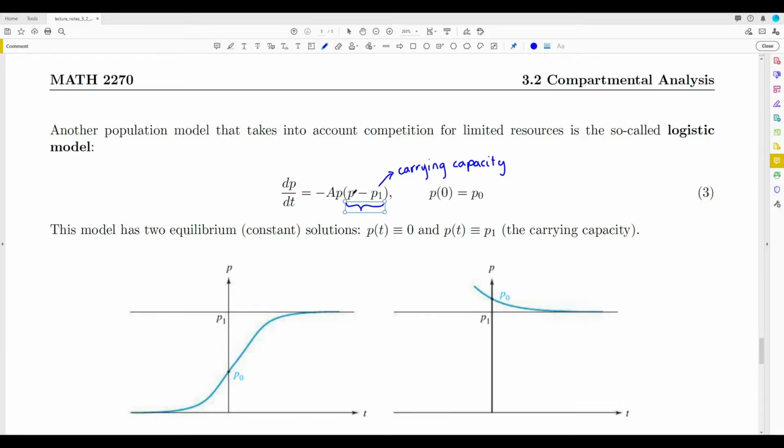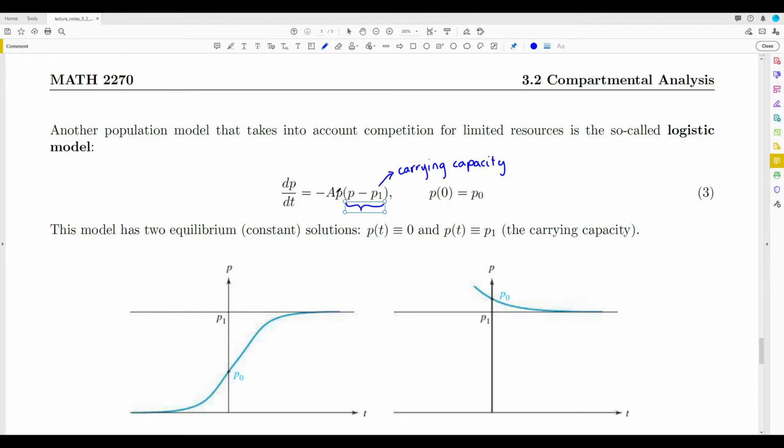And so what happens is that the population will decrease then. So think about it. If P is greater than P1, this is positive, this is negative. So if this is in total negative, that means that dp/dt is negative, and that means that the population is decreasing. There are two equilibrium solutions or constant solutions to this differential equation, namely p of t equals 0.